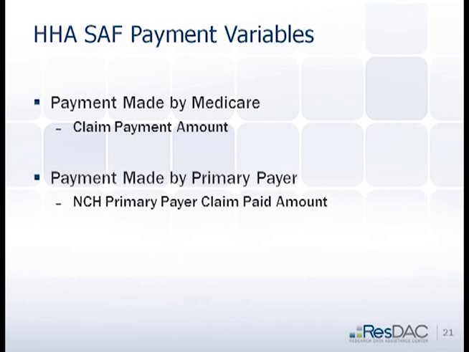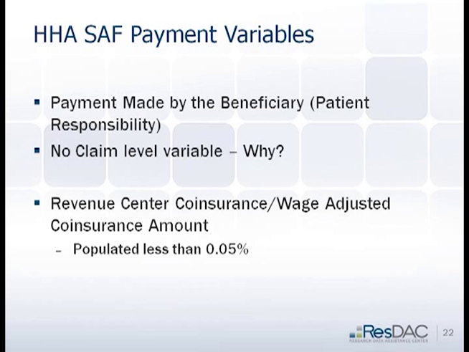If you're looking at home health, again, for the payment made by Medicare, there's just the claim payment amount, the 1 variable. For a primary payer, there's the primary claim paid amount. And then at the claim level, is there a payment made by, or what the beneficiary is responsible for? The answer is no. There's no claim level variable. Anyone want to guess why there's no beneficiary responsible information in the home health care file? There's no copays, right? Medicare covers, so there's no copays.